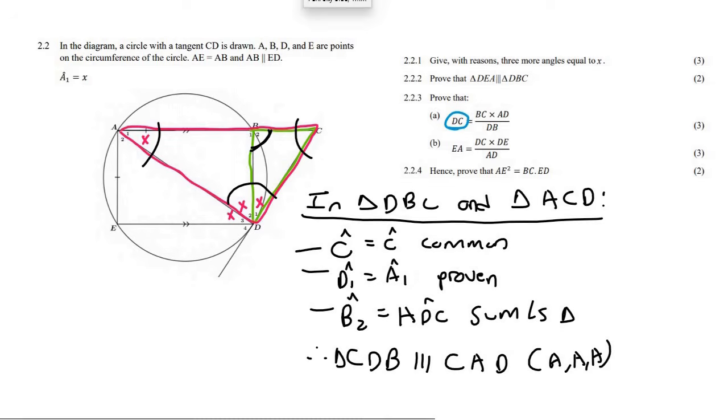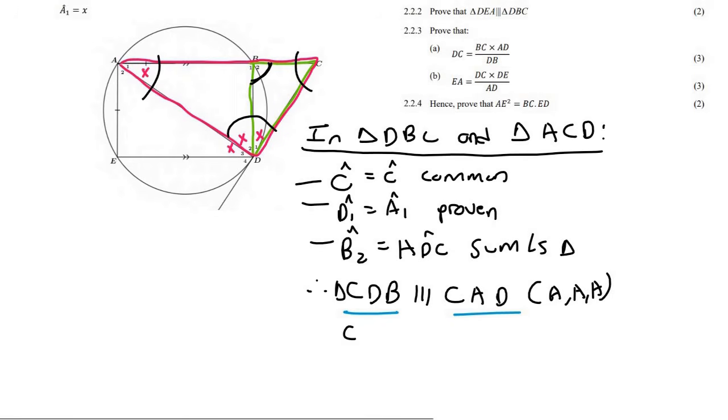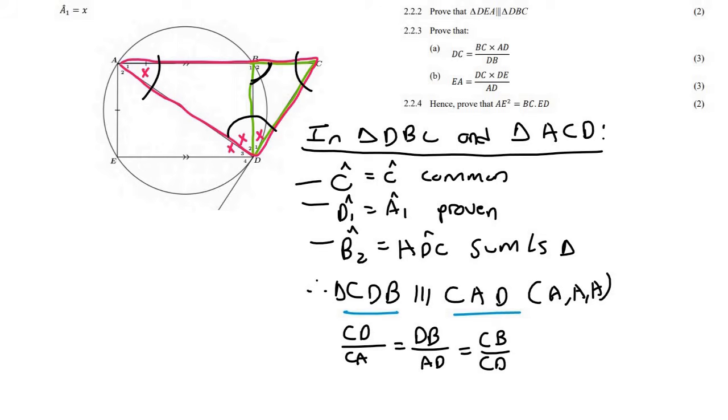Now, I hope we're going to get lucky, and what we're going to do is take these three things and go make our ratios, and we hope that we'll be able to get this from that. So we can go make our ratios now by saying that CD over CA equals to DB over AD equals to CB over CD, and the reason for that is similar triangles.